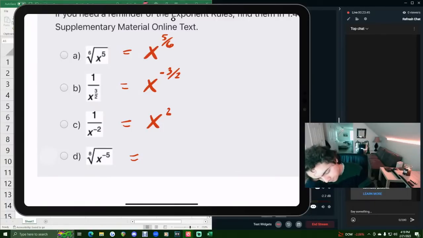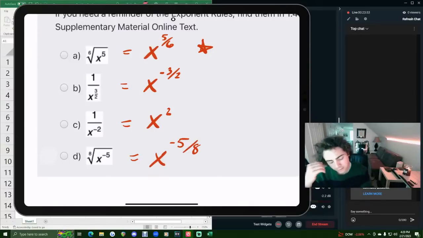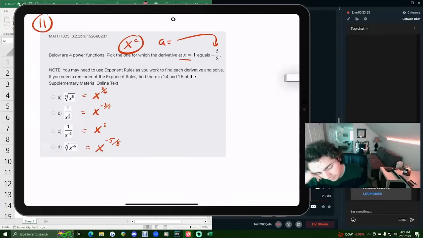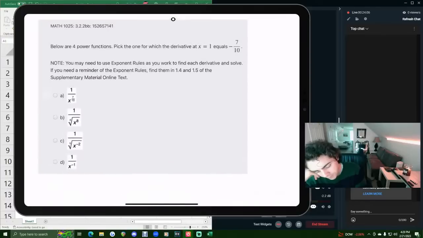And then this last one, treating it the same as the first one, we have x to the negative 5, and then it's an 8th root, so we divide the exponent by 8. So again, the a value for one of these should match negative 5/8, and that would just be this last one that we just found, negative 5/8, and that's it. Let's keep going through. Let's do a couple more.